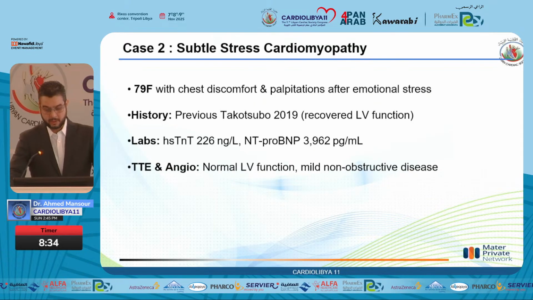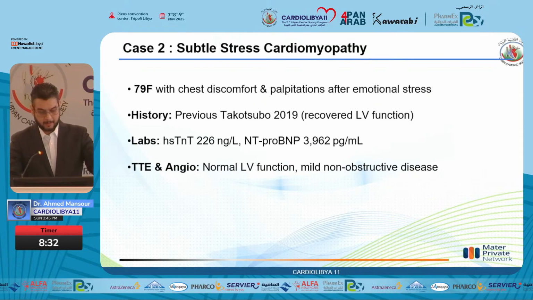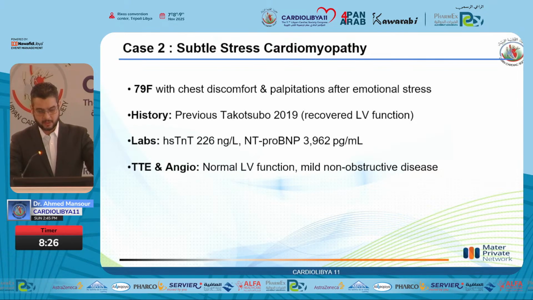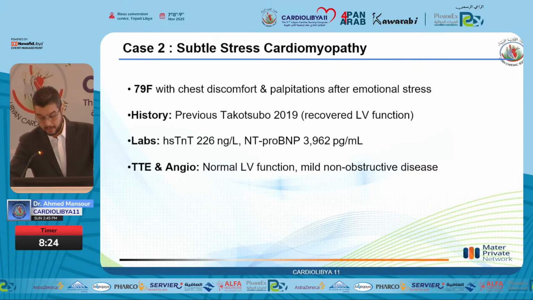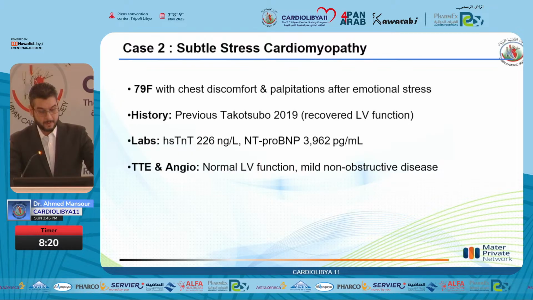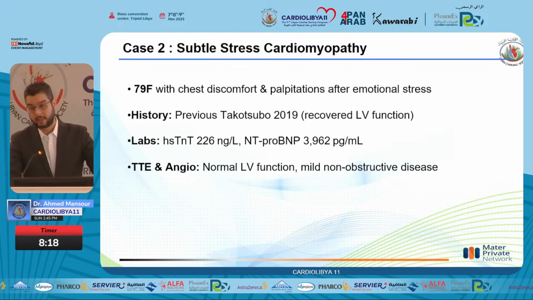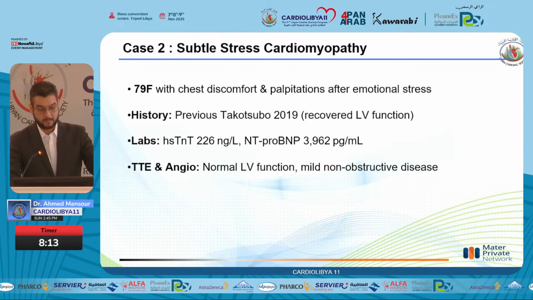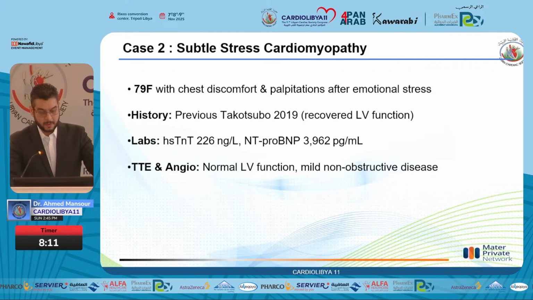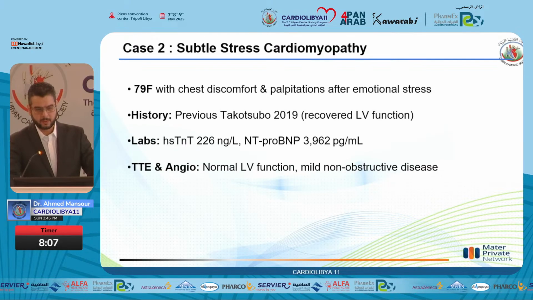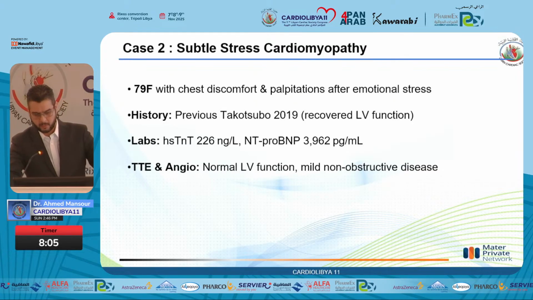Now, the patient in the emergency department had remarkably elevated troponin. However, I would say it's modestly elevated, but a significant rise in the pro-BNP level. So the clinical impression here is that more likely she has recurrence of her previous Takotsubo. But the echocardiogram here showed almost normal. Maybe there were very subtle regional motion abnormalities.